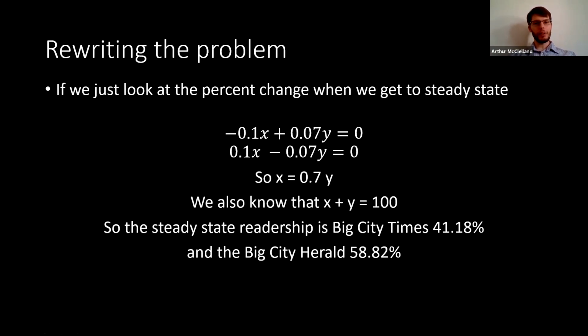But we also have another piece of information we can use. So we know that x plus y equals 100 because we said there's 100 readers and we're assuming the readership stays constant. So then the steady state readership of the Big City Times will level out at 41.18%, and the Big City Herald will level out at 58.82%.